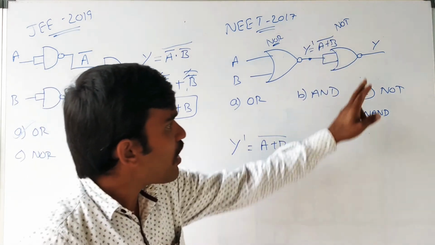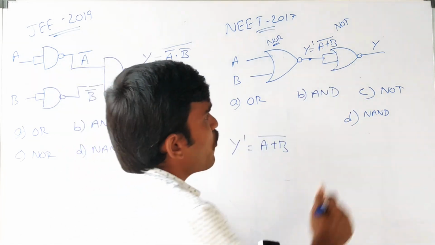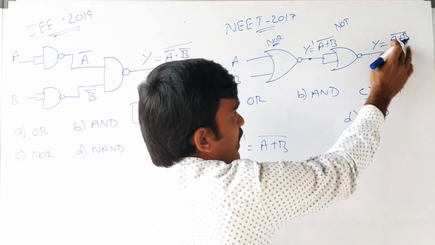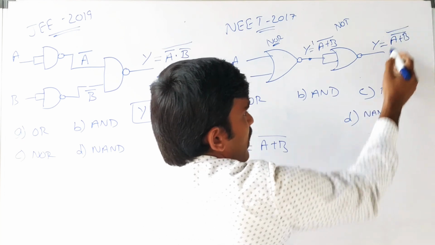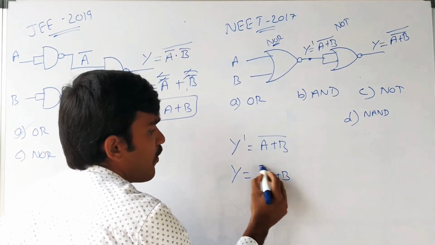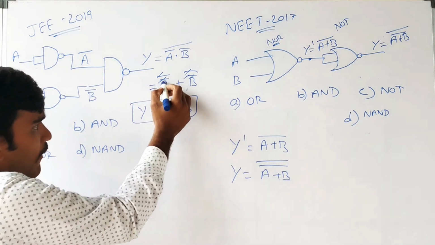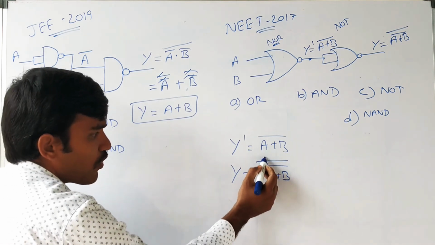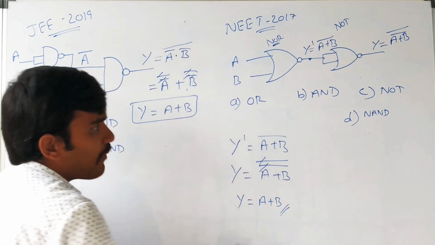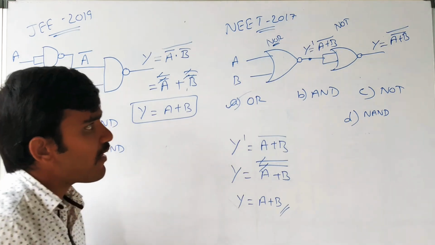Now, what happens to this one? This is the NOT gate, so we have to put the complement. That means A plus B whole bar is already present, and the complement means a double bar. So Y is equal to A plus B whole bar and double bar. If there is a double bar, a double complement, you just have to cancel it. Then Y is equal to A plus B. Then tell me which gate this is. This is the OR gate.